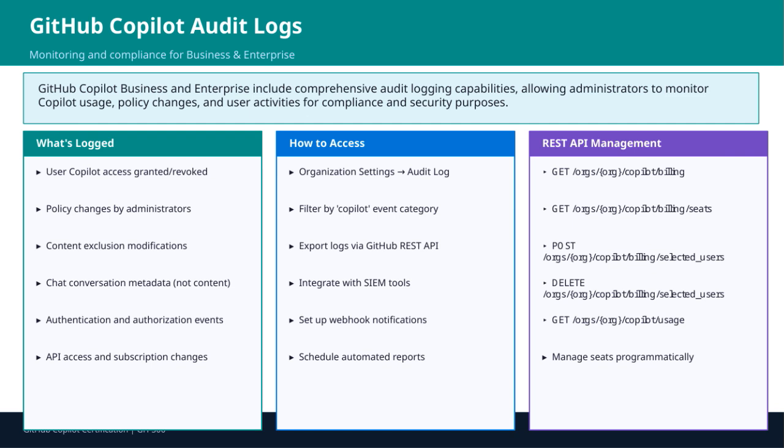On the API side, there are specific endpoints available to manage billing and usage programmatically. These include retrieving billing information and seat counts, selecting or deselecting users, and monitoring usage. This automation capability allows for efficient management of Copilot seats and usage at scale. Overall, these audit logs and API tools provide robust control and transparency, supporting both security requirements and operational efficiency in managing GitHub Copilot within organizations.